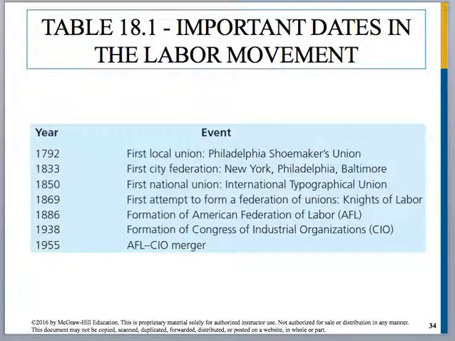And here are some important dates that you should really zoom in on for the labor movement. So it goes back to 1792, where you have your first local union, as I mentioned earlier, the Shoemakers Union of Philadelphia in 1833. You have your first city federation in New York, Philly, and Baltimore in 1850. You have your first national union, the International Typographical Union. 1869 is the first attempt to form a federation of unions, which is the Knights of Labor. 1886 is your formation of the AFL. In 1938 is your formation of the CIO. And then in 1955, the two are merged together as one.